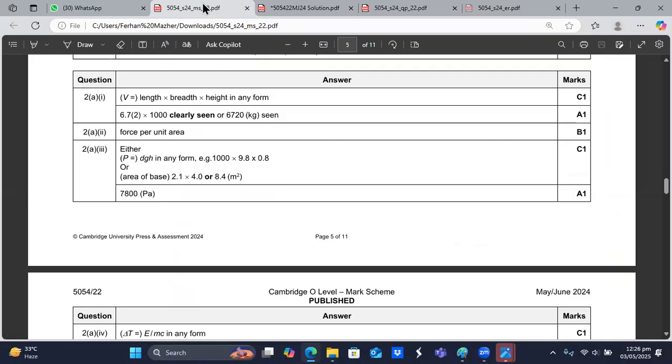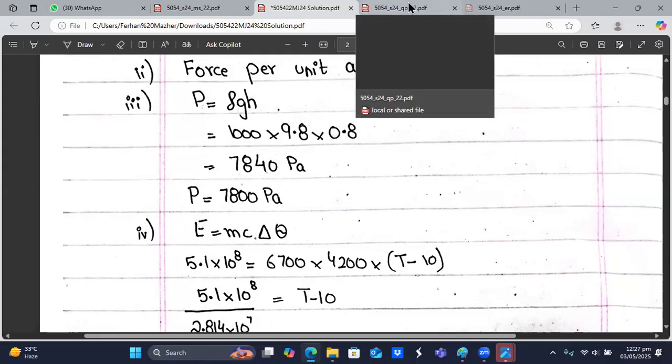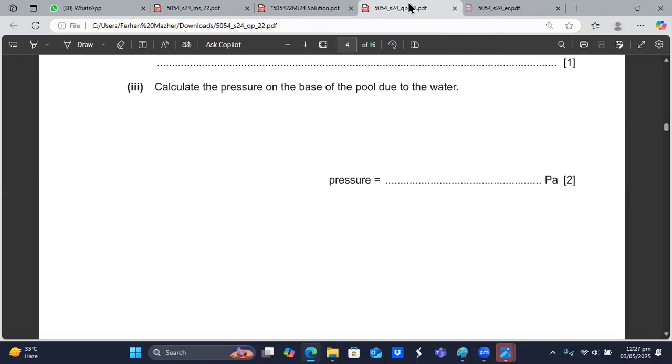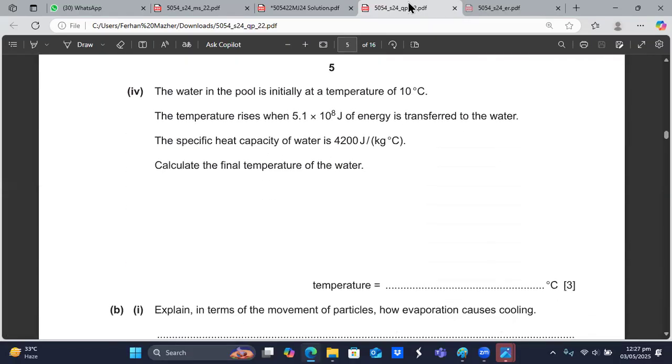So you can see, look at the marking scheme. I hope you understand this. This is how this is done. The pressure of the water is rho gh, where rho is the density, g is the gravitational field strength, and h is the depth of the water.